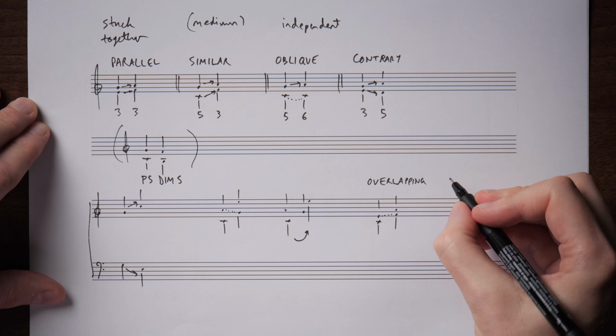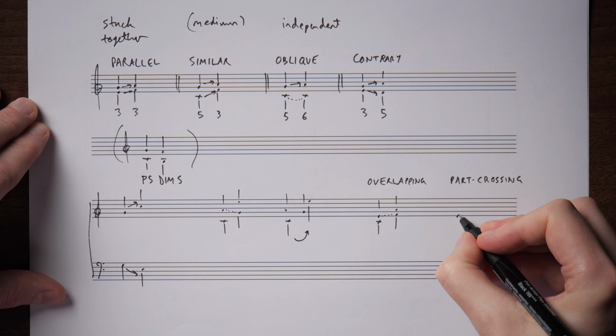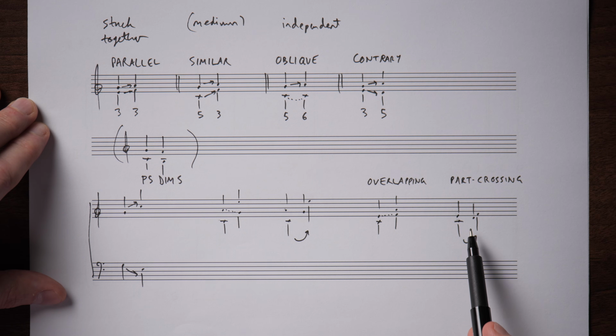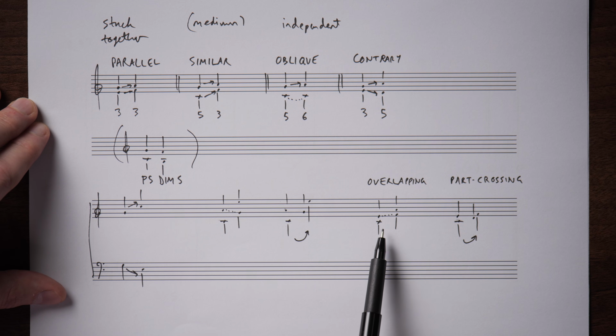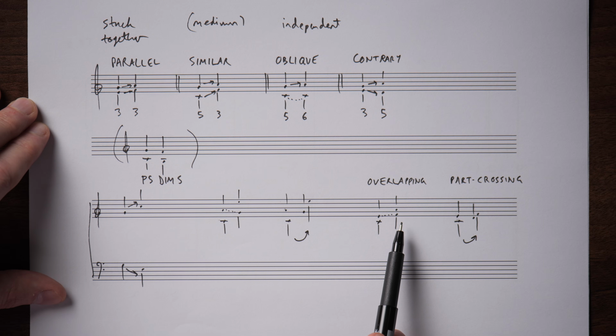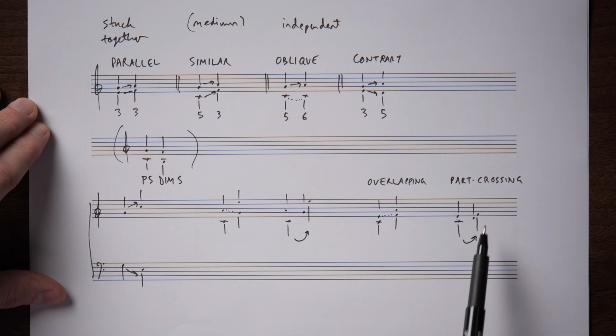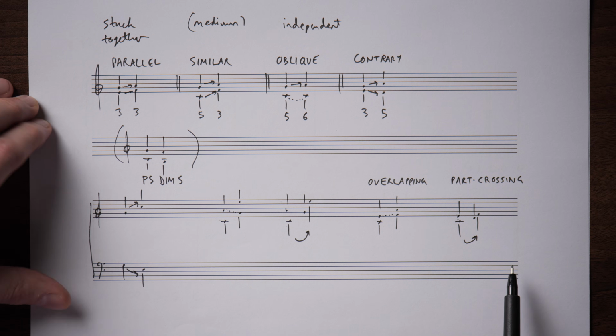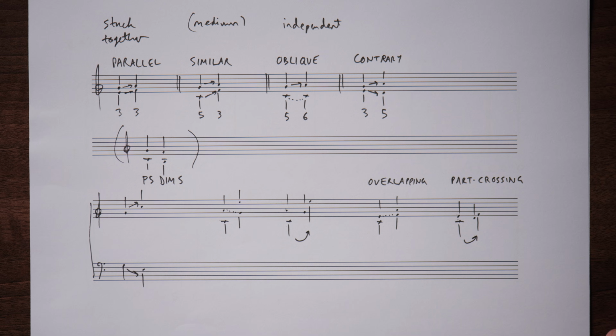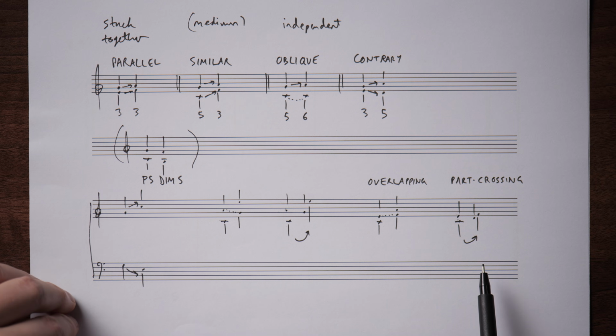This is different from crossing parts. Parts cross when they temporarily swap positions so that the higher one becomes the lower one, and vice versa. And this implies contrary motion or possibly oblique motion, whereas overlapping implies similar motion. Incidentally, in some chorales it looks as if the tenor goes below the bass, but that's deceptive. It's normally because the bass line is being doubled by an instrument that plays an octave lower, so you can disregard that.